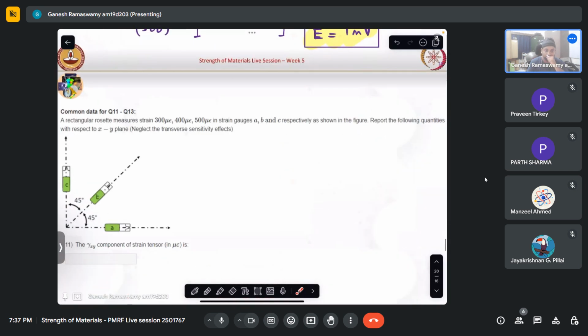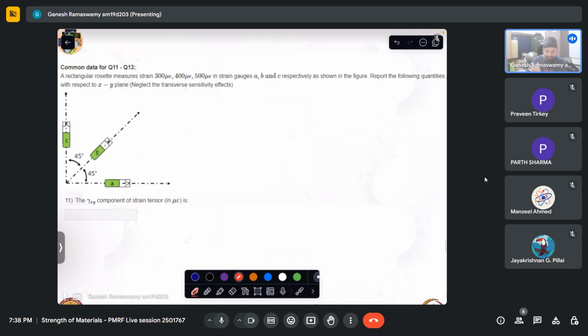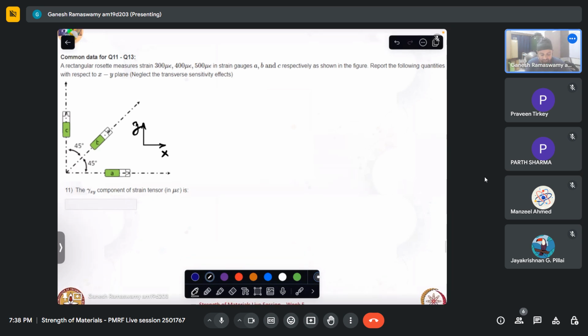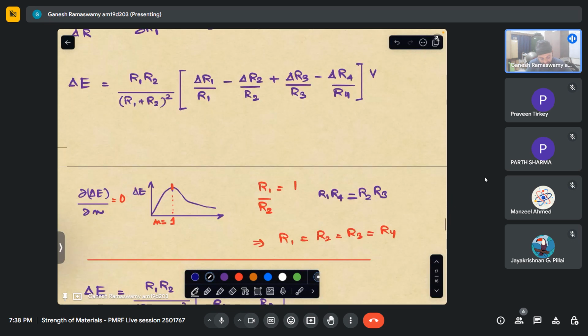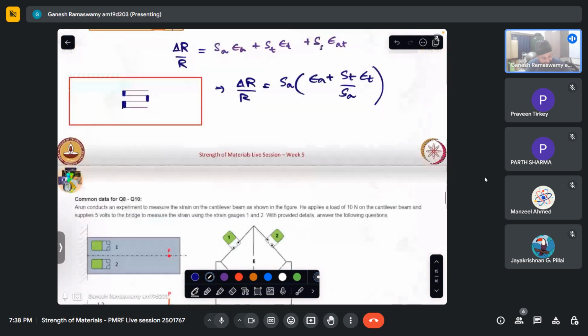So we have a rectangular rosette measuring strains 300, 400 and 500 microstrain in strain gauges A, B and C. So we have A, B, C, where B is oriented at 45 degrees to A and C. So let our XY coordinate system be like this, X, Y. So A, B and C report the following quantities with respect to the XY plane. Neglect transfer sensitivity effect. What they mean is the strain gauge has measured the strain. Neglect whatever these cause. You just take that to be the actual strain at that point and give me the answer is what the question is saying. So we will do that.